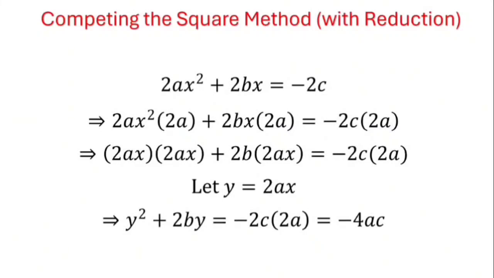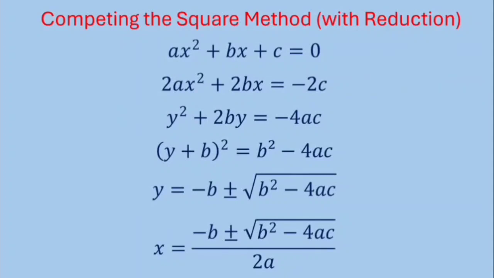That will always be the case with this method, by using this substitution of the coefficient of x squared times x, in this case 2ax. So now we know what we've got, we can go back to our summary screen, and now you should be able to see how we get to that third line.